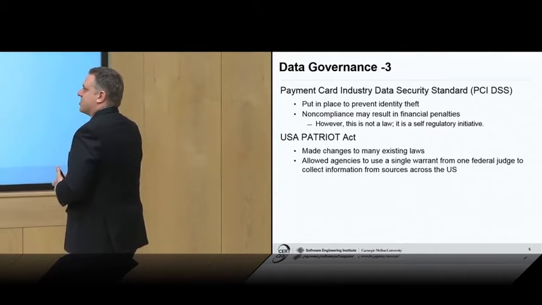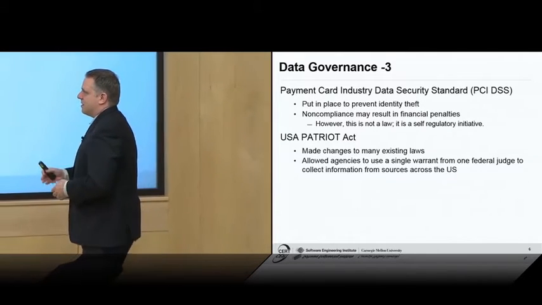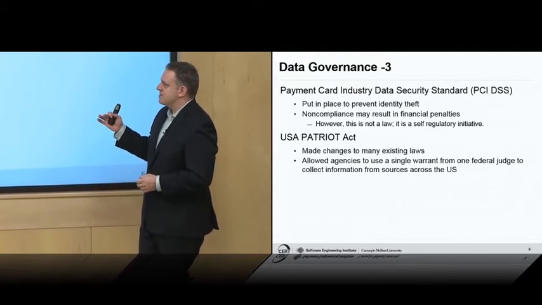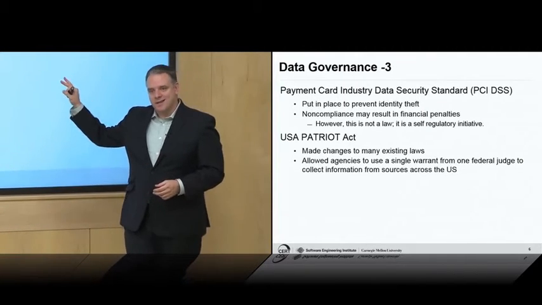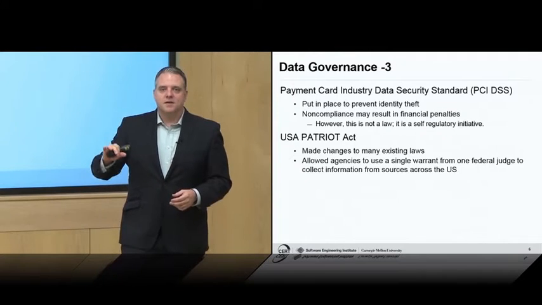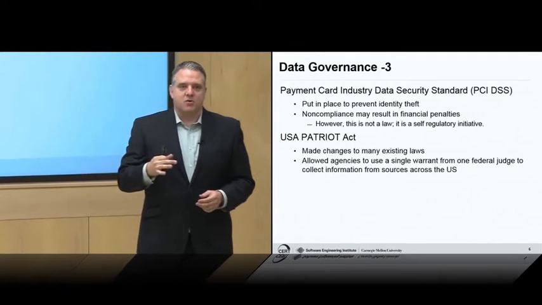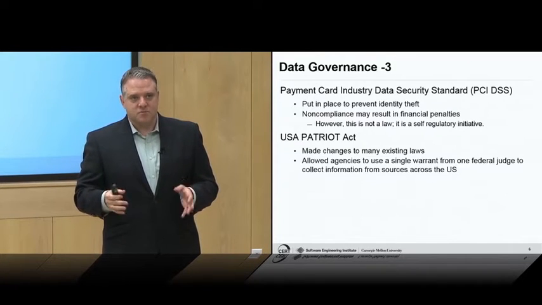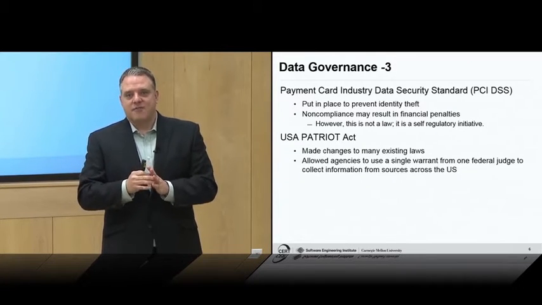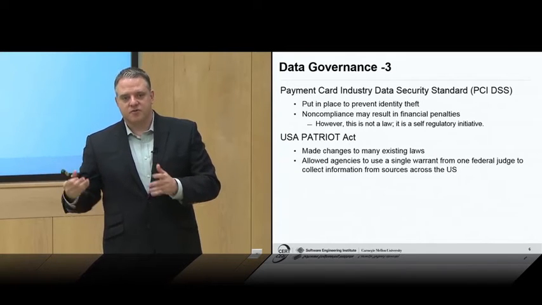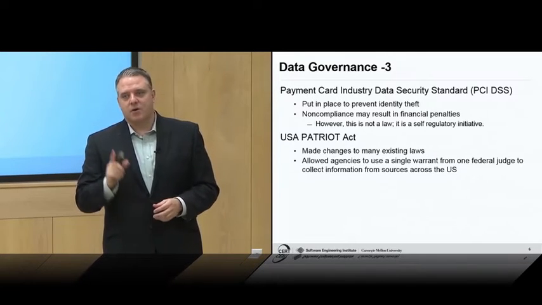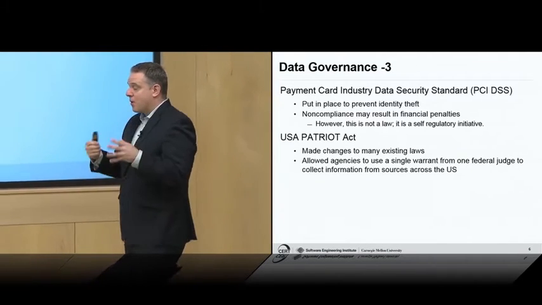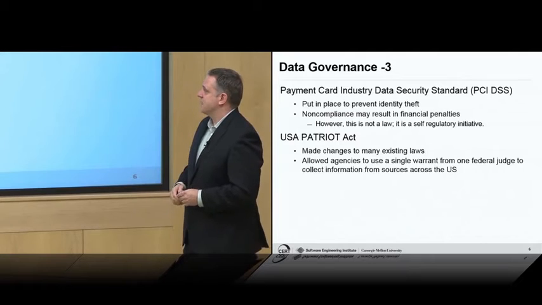And the last one up here, the USA Patriot Act, this came out of September 11th. There were a lot of changes to existing laws as a result of this, but the bottom line, the important one, is that it now requires one federal warrant from a judge to collect information from sources across the U.S. So instead of having to file warrants for 10 different service providers or phone companies or whatever, the federal system now only has one that they need to process in order to access that information.